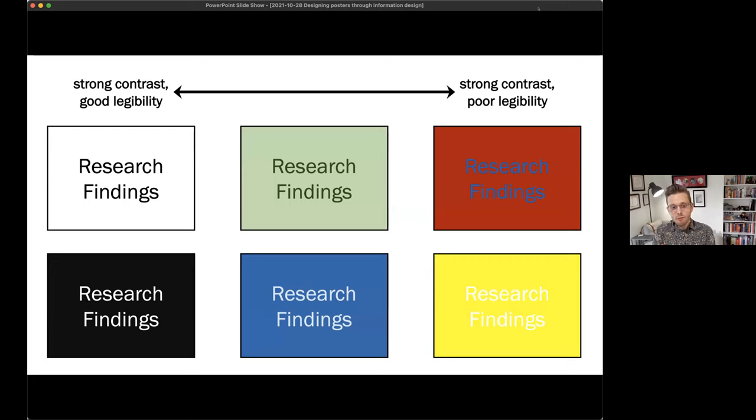So on the left, we have strong contrast, but still really good legibility of the text. So in that simple example, we have contrast between black and white, sort of alternating which is the background and which is the foreground. And on the right side of the continuum, we have still strong contrast, but despite the strong contrast, we have really poor legibility of the text. So this is where I say be careful about strong contrast, because generally speaking, we want strong contrast, but sometimes certain forms of contrast can produce these color interactions that actually detract from the readability of our poster.